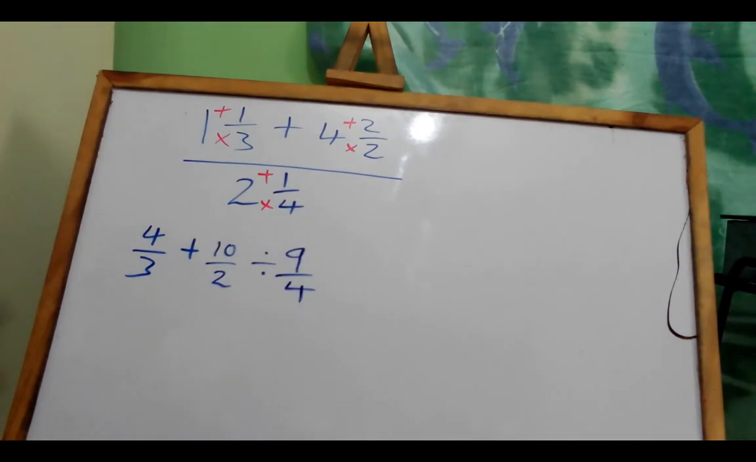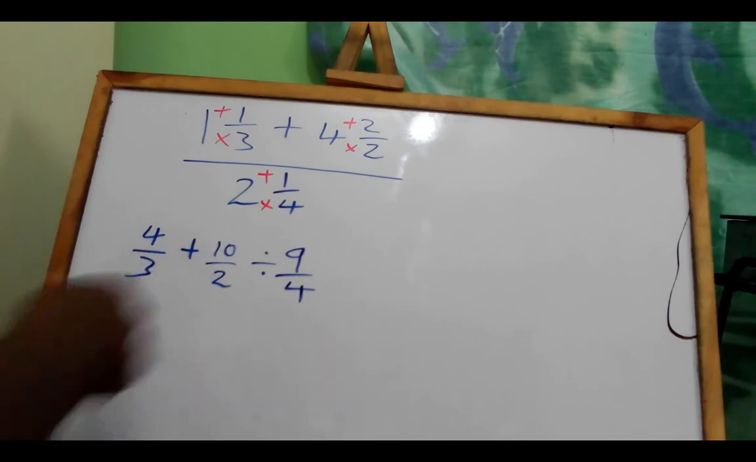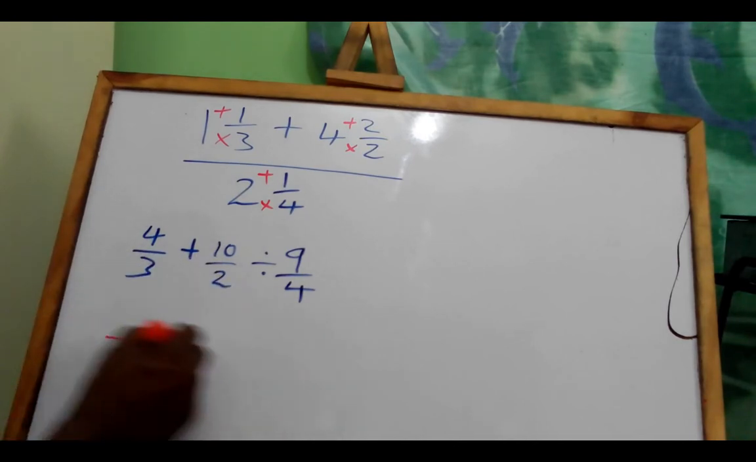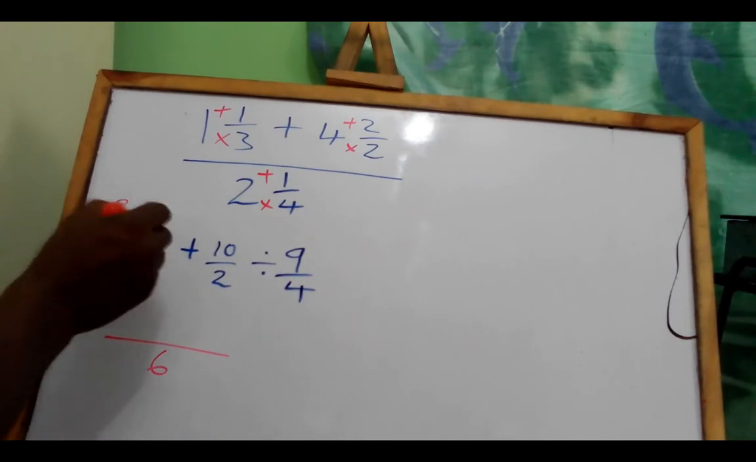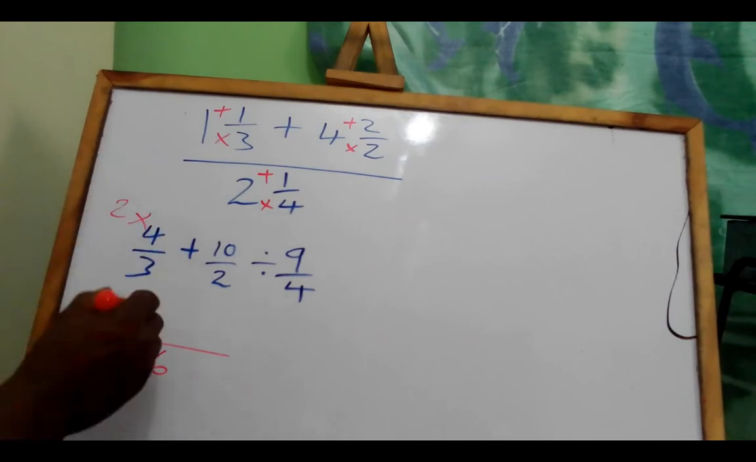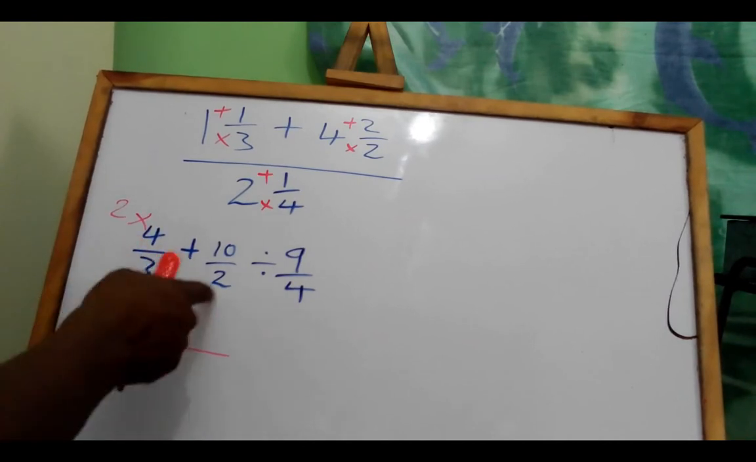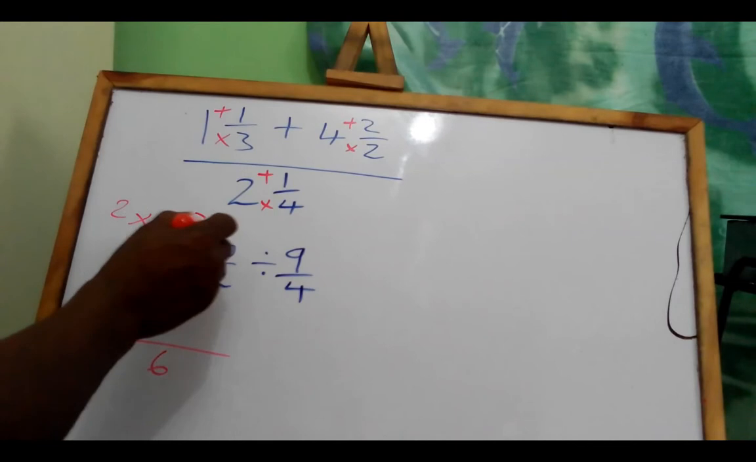We need to find the LCM for 3 and 2. We can multiply both denominators to get the LCM. So we can say 3 times 2 is 6. So we know that the LCM is 6. 3 into 6 goes 2 times. 2 times 4 is 8 plus 2 into 6 goes 3 times.